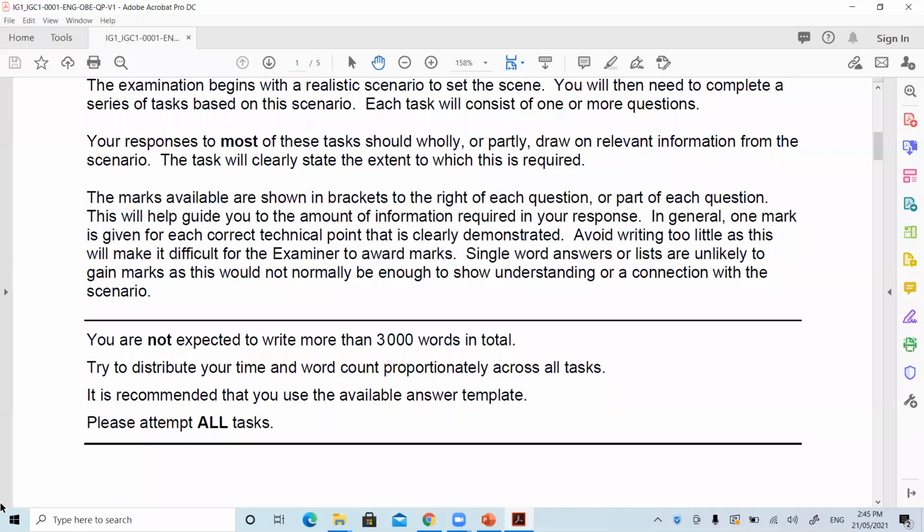If you give a heading, it is better, or if you underline keywords, it is better. It's easier for the examiner to read through the answer sheet.